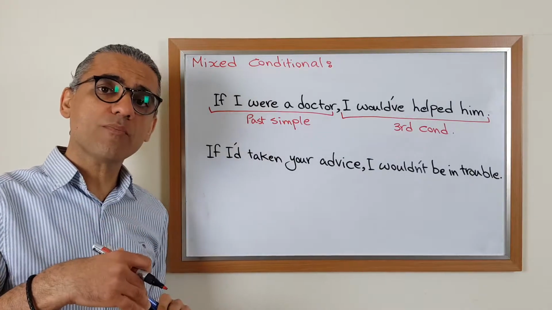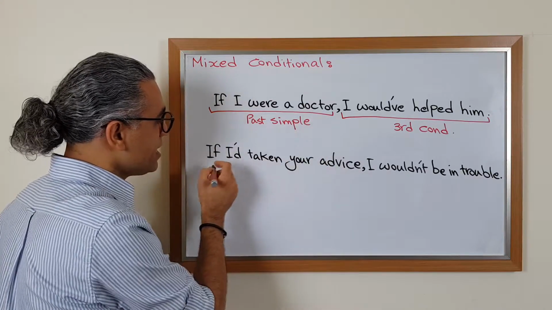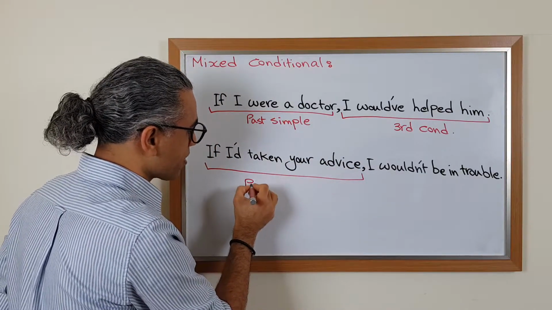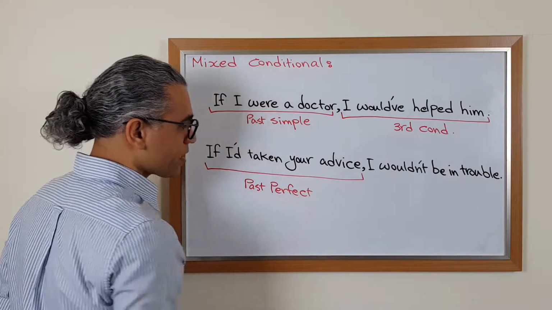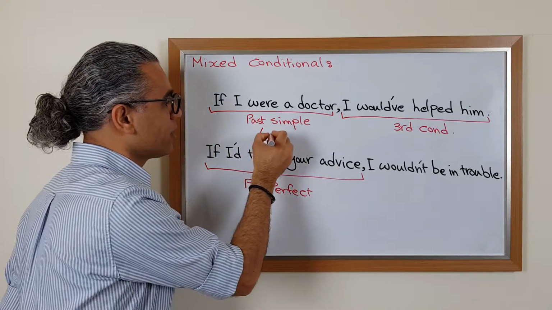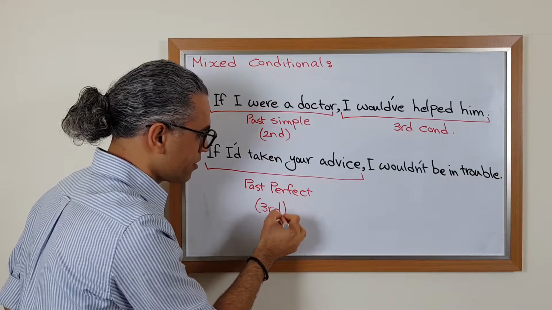Now we can do the opposite as well. If I'd taken your advice. In here, as you can see, this is your if clause, and this is in past perfect. So this belongs to the third conditional. This is from second. This is from third.